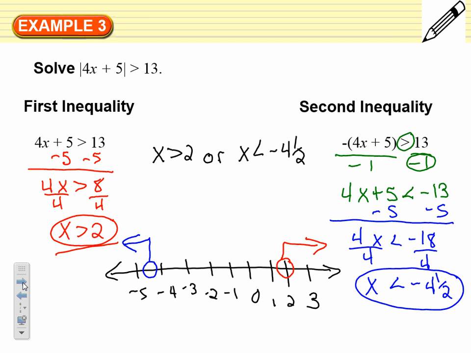In interval notation, if we look at this one right here, x is greater than 2, so here's 2, so I have an open bracket at 2, and then it goes on forever towards positive infinity. Or, if we look at the other one, I'm coming all the way from negative infinity all the way to negative 4.5, and then an open bracket. Okay? So that's how we write both of our answers.